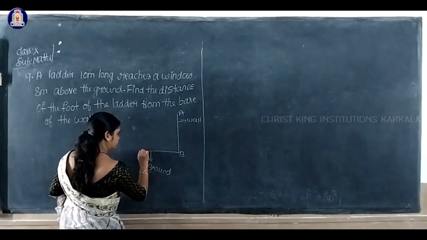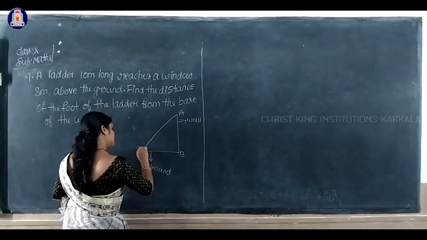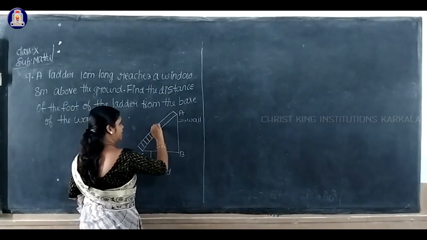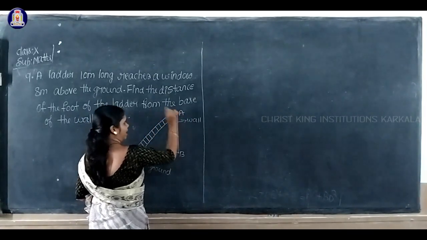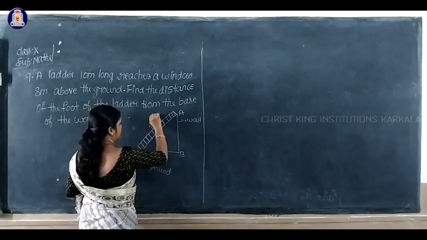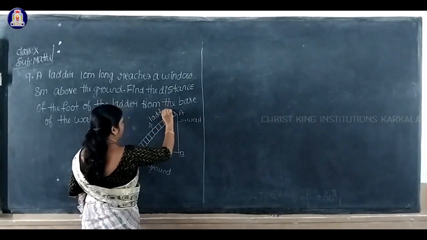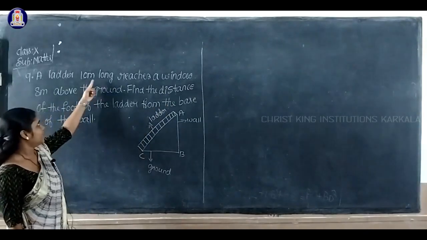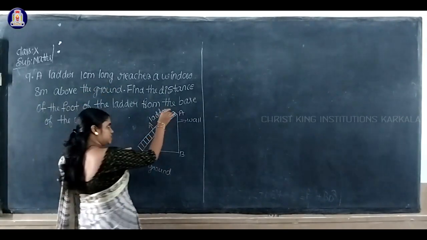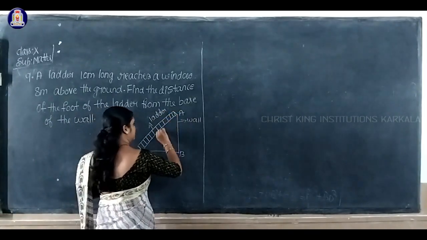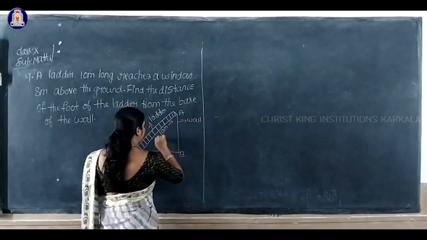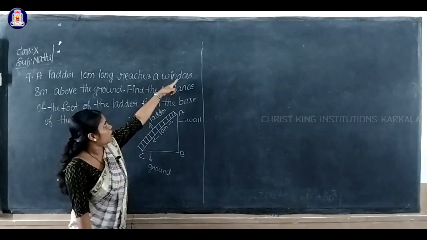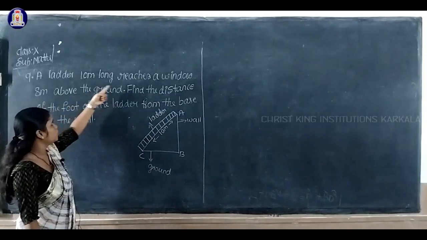If I join AC, this is your ladder. Here AC is nothing but a ladder. According to this question, a ladder of 10 meter long. So what is the length of this AC? AC is equal to 10 meter long, reaching a window 8 meter above the ground.